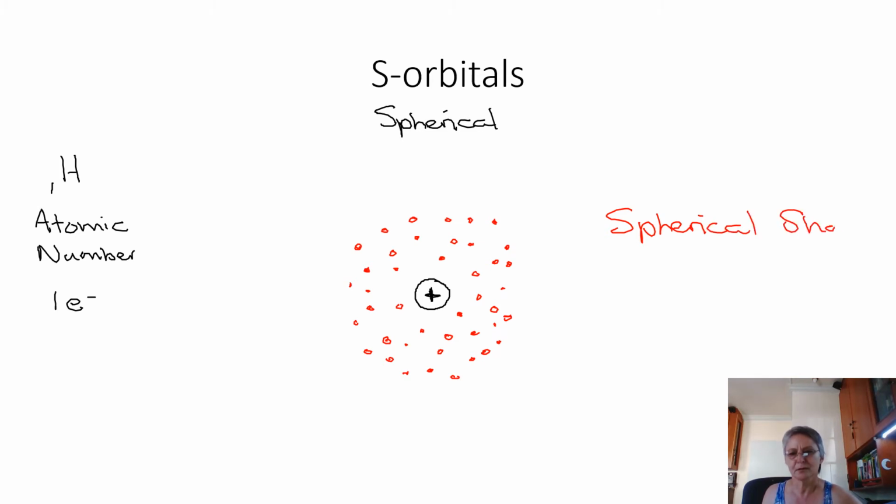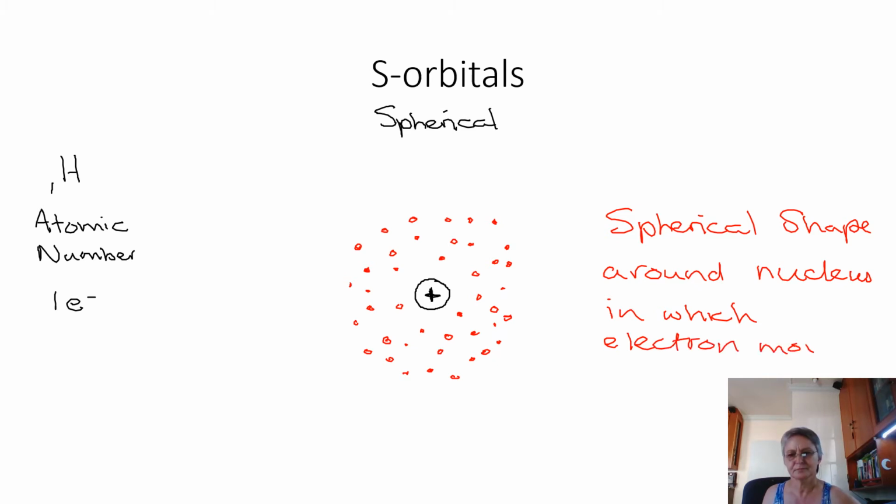shape around the nucleus in which the electron moves. And they call that the s orbital.